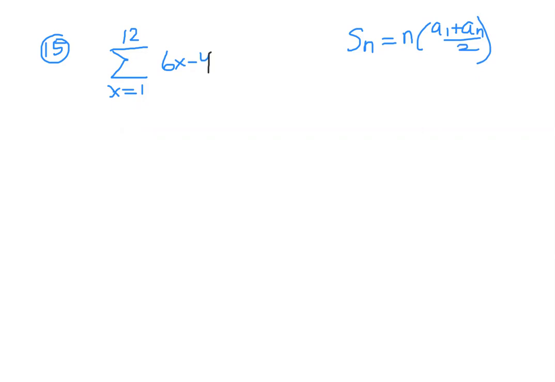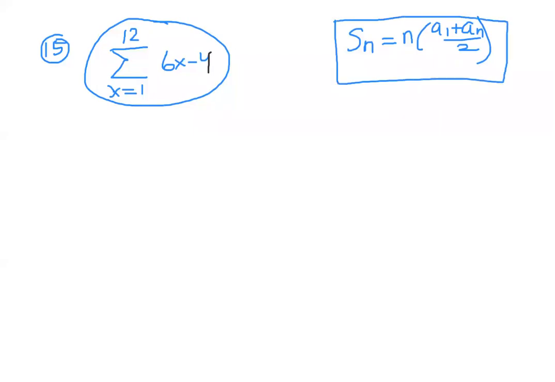So what this sum right here is asking us for is to add up the first 12. So before, when we did this on the last thing, we would have had to write out when x equals 1, when x equals 2, when x equals 3, when x equals 4, all the way up to when x equals 12, and add all those numbers up. But now we can use this equation because it's an arithmetic sequence. We can use this one, and we only need to know the first term and the last term.